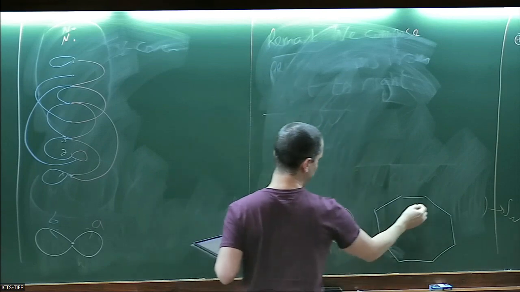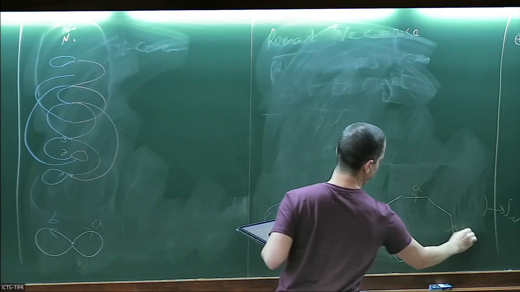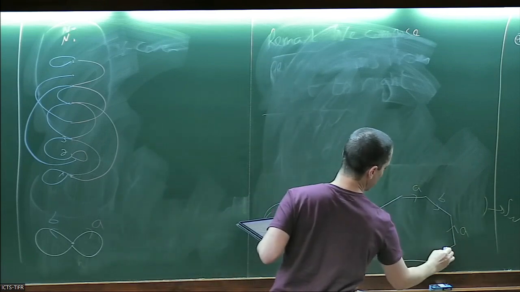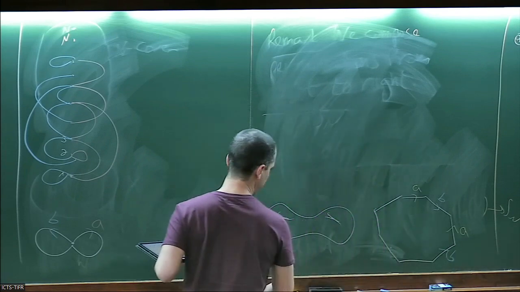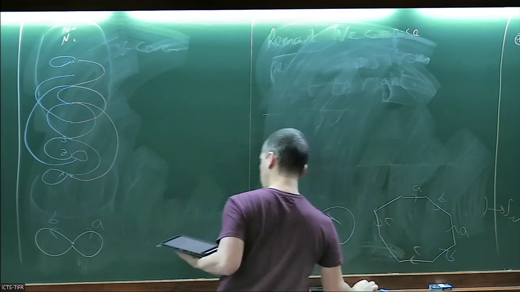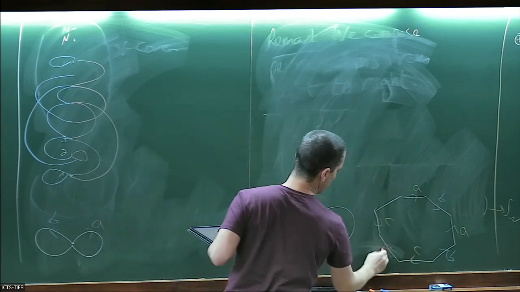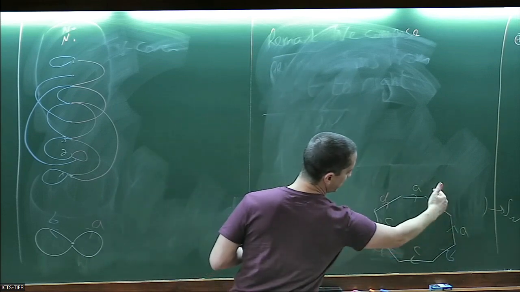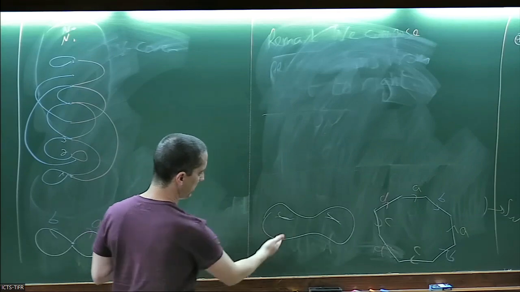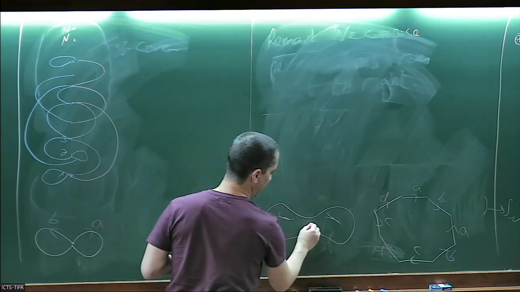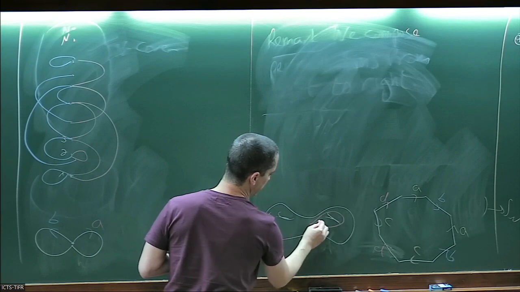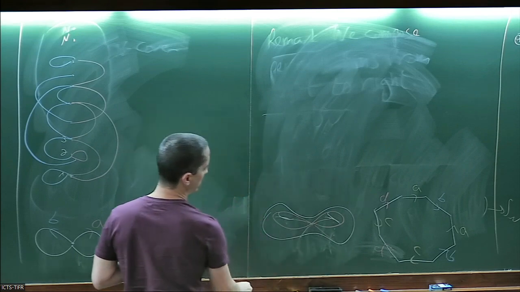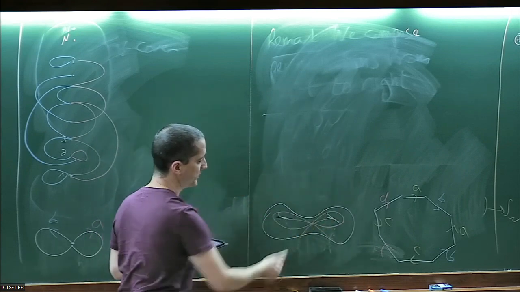Okay, so this is an octagon where, again, I have here A, B, and C, and so on. So how do I get this from an octagon? I just glue together the A to A and B to B and so on. This gives me something like that. Okay, so this is actually the same picture.